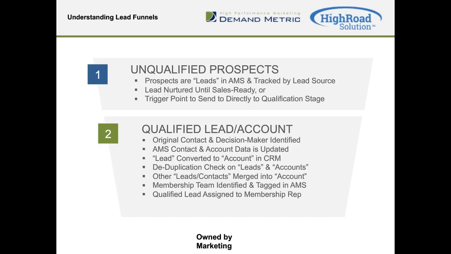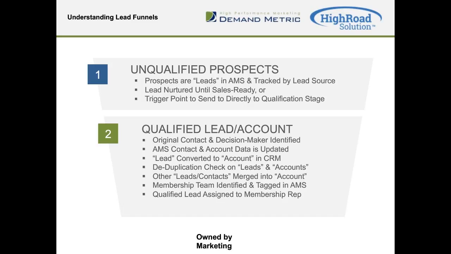And at this stage, we go through and make sure the decision maker is identified, the AMS contact and account data is updated, the leads convert into an account, and so on and so forth. Perhaps multiple leads are put together into a single account, and ultimately you have a qualified lead assigned to your membership team. Now that moves into membership, which now has an opportunity.